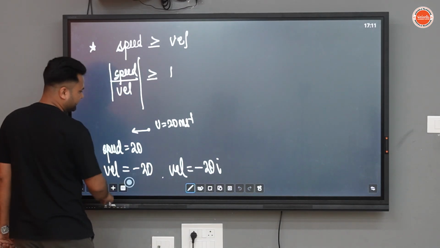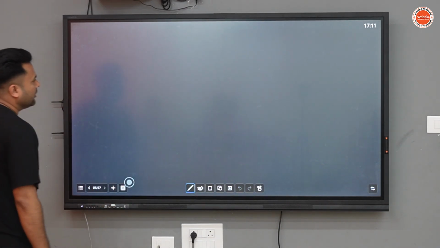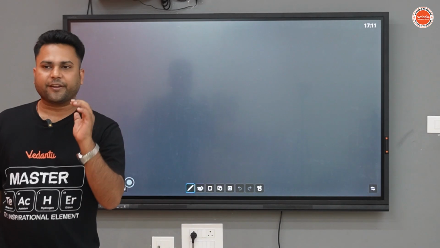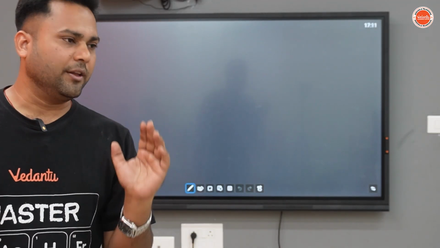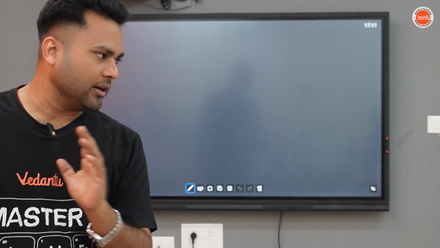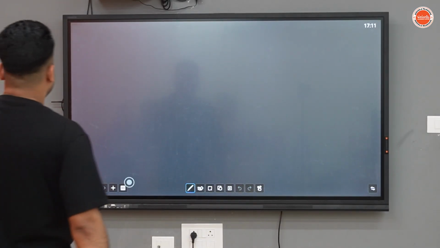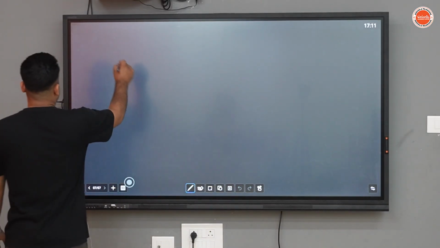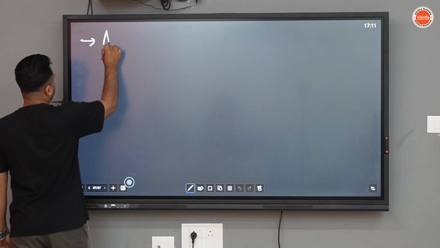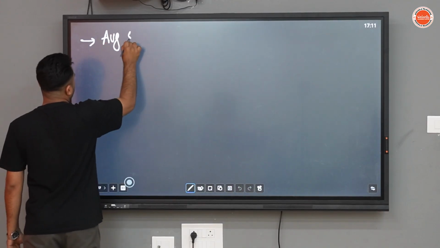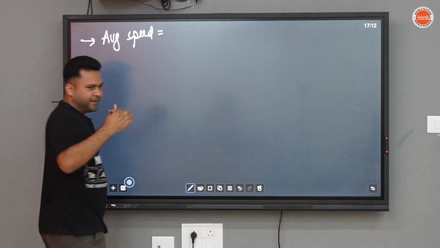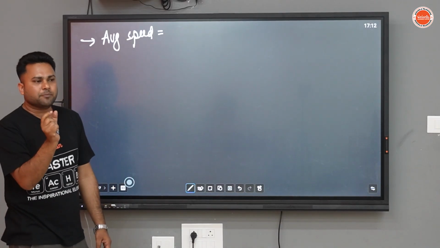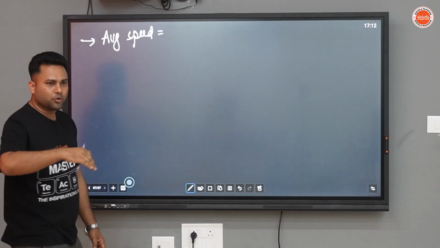Next, so difference between distance and displacement is clear, difference between speed and velocity is clear. Okay. Next is average speed, and that's very important. Average speed. Now what is average speed? Speed is distance by time, na? Average speed you just write total distance by total time.